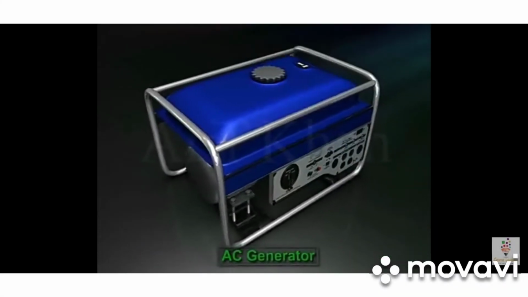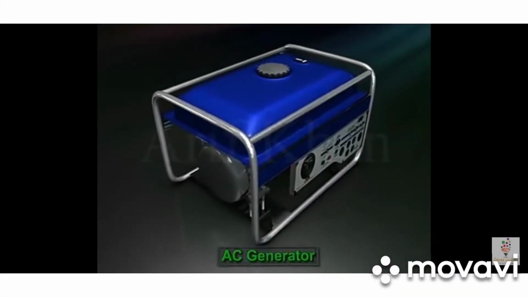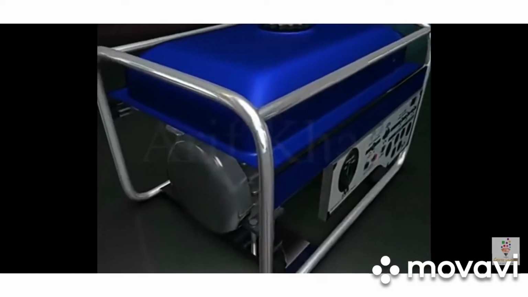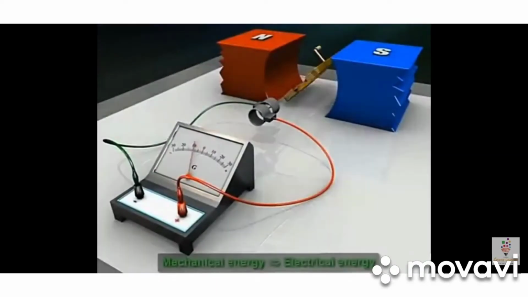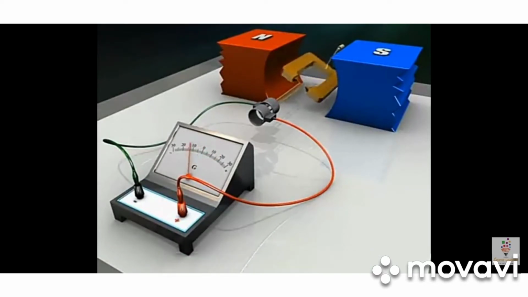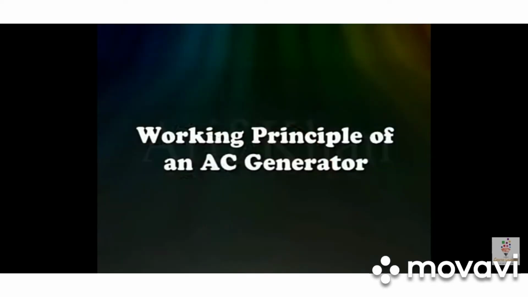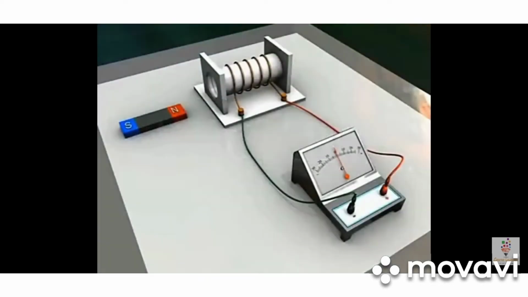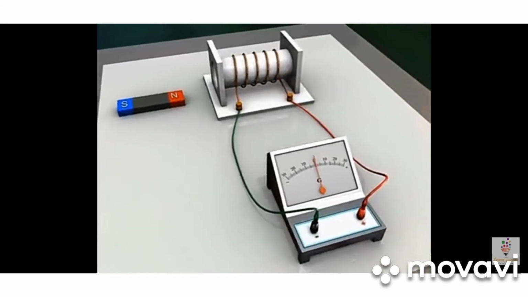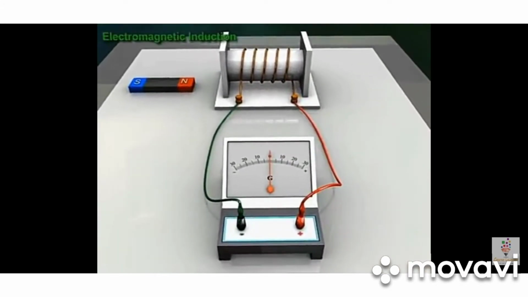See here, this is an alternating current generator. The alternating current generator means the mechanical energy is converted into electrical energy. Now, the main phenomenon or principle of the electric generator is electromagnetic induction. Electromagnetic induction we already learned about in the previous class.